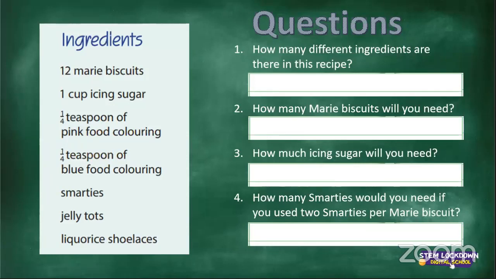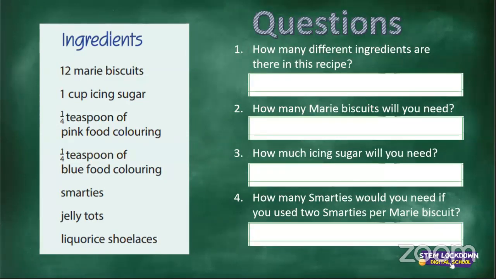How many different ingredients are there in this recipe? So let's count. We have the Mori biscuits, that's 1. The icing sugar, that's 2. And then we have pink food coloring, blue food coloring, Smarties, jelly tots, and licorice shoelaces. Yes, I see many answers coming in now. There we go. There are 7 ingredients.